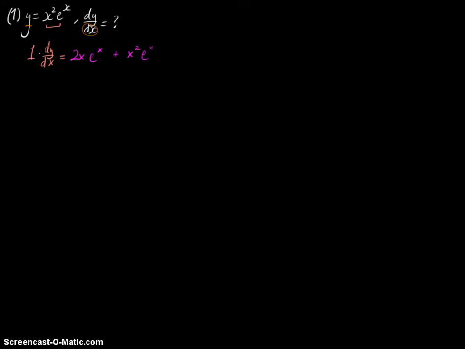So our final answer comes down to dy/dx is equal to, well, let's factor out an e to the x and an x. So we can factor out an x times e to the x out of both terms, so it'll become 2 plus x. And that right there is the answer.